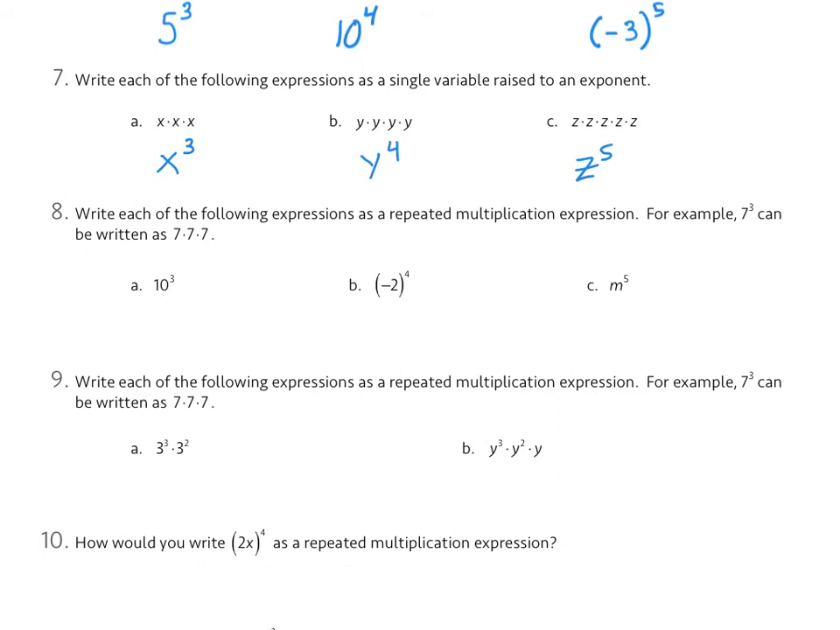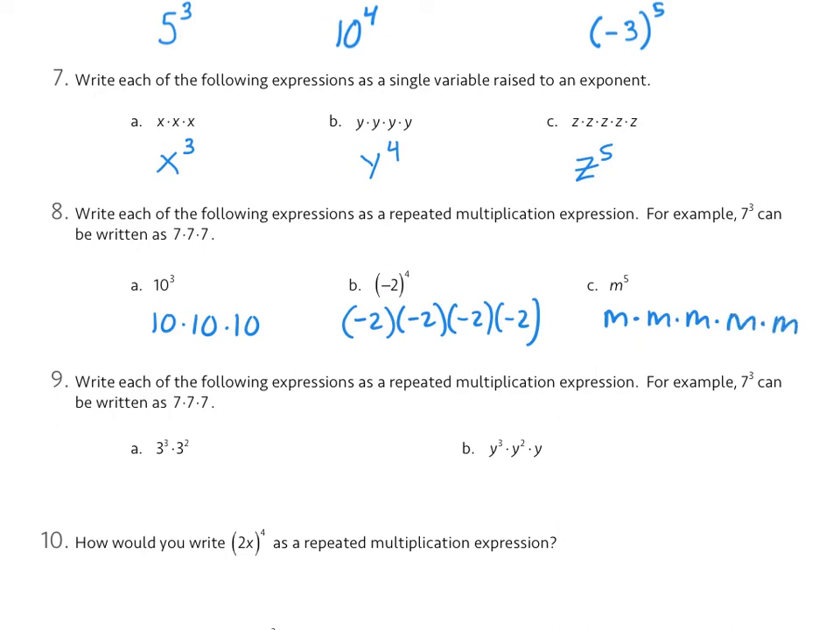Number 8, write each of the following expressions as a repeated multiplication expression. For example, 7 to the 3rd can be written as 7 times 7 times 7. Part A, 10 to the 3rd, 10 times 10 times 10. Part B, negative 2 to the 4th, negative 2, and I'll use parentheses, times negative 2 times negative 2 times negative 2, 4 of them. Part C, m to the 5th, m times m times m times m times m. There are 5 of them.